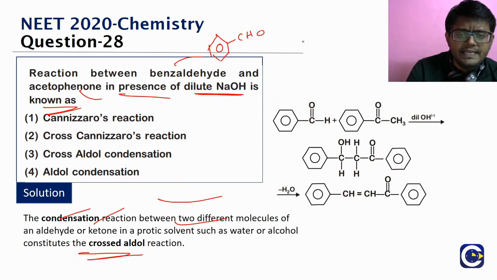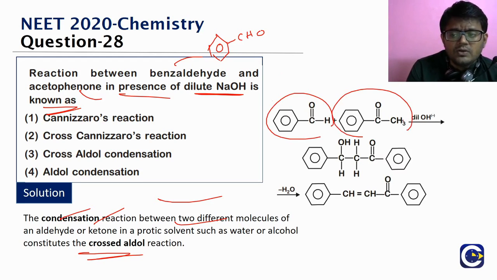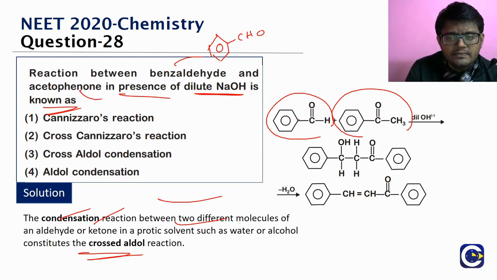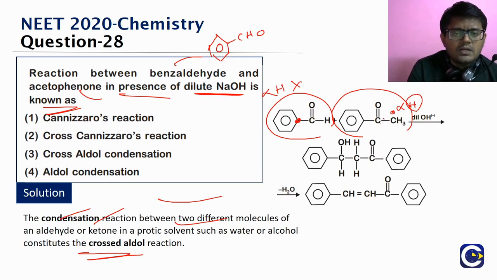We will not get into the details of the mechanism, but here we can see the benzaldehyde and the acetophenone in the presence of dilute sodium hydroxide. First, the carbonyl compound that has alpha hydrogens. In benzaldehyde, this is the alpha carbon, right? No hydrogens. This does not have any alpha hydrogens. Only acetophenone has alpha hydrogens. The carbonyl compound that has alpha hydrogens will be able to form the carbanion. The carbanion will attack the benzaldehyde. So as a result, what will we be getting?